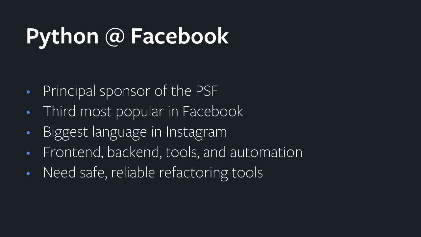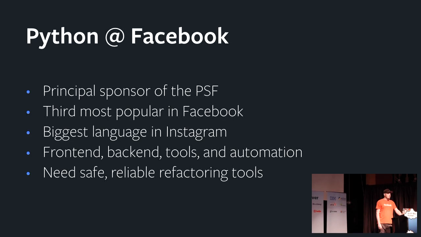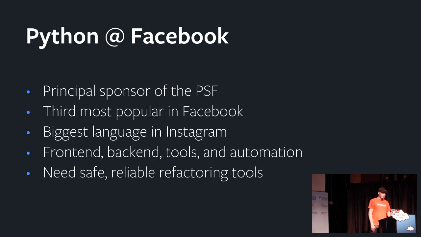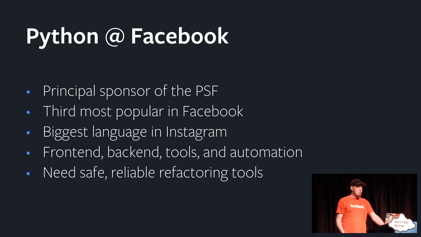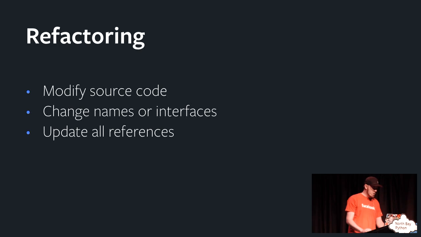It powers many different backend services, tools, and automation systems. It's also the #1 language in use at Instagram and powers the full stack, front and back. And we have multiple teams working on open source tools, including 2 core developers. And because we have so much Python code here, we need safe, reliable, and high-performance refactoring tools.